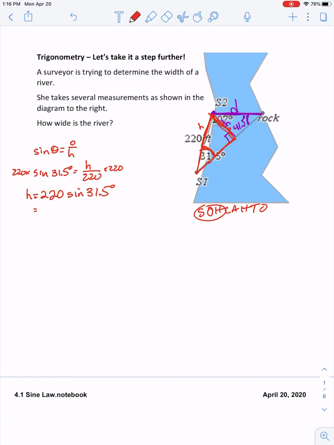When I put that in my calculator, 220 times sine of 31.5, I get 114.9. And it looks like that's in feet.